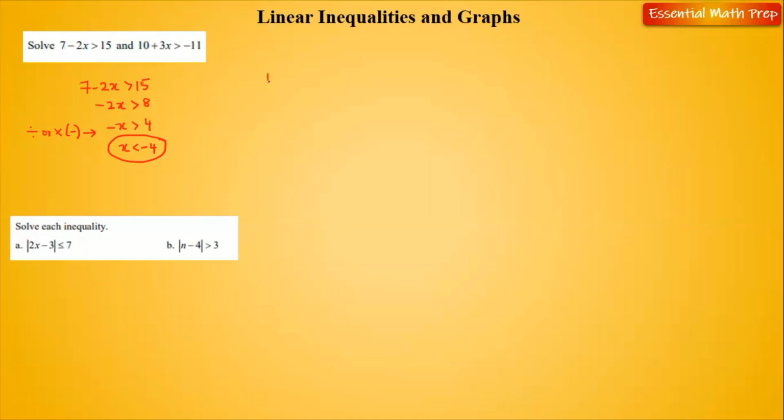Here's how you solve the second problem. 10 plus 3x greater than negative 11. So I can subtract 10 on both sides. So 3x is greater than negative 21. X is greater than negative 7. I just divided by 3 on both sides, okay? Now, contrary to the x, if the number has a negative value, you don't need to take any action once you simplify the expression, right? So you can just leave it as it is.